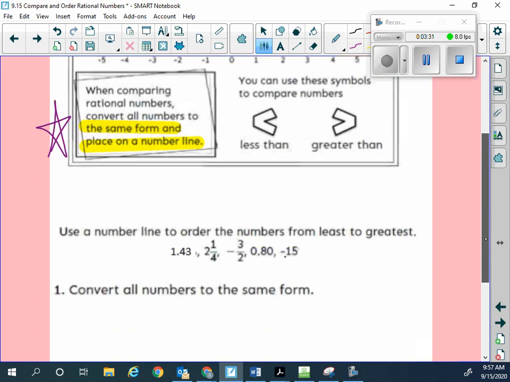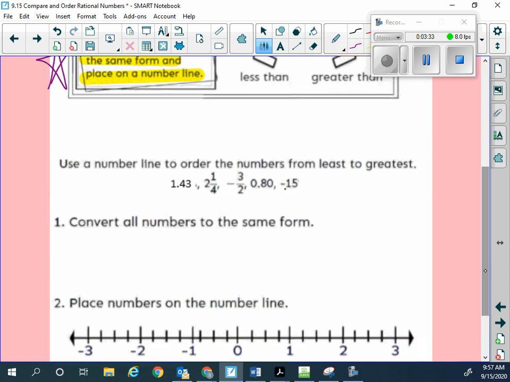Which form of these numbers do you think is the easiest to look at and compare? What form of the number? Decimal. Very good. And decimals are the easiest ones, okay? So we're going to first look at this one. It says use the number line to go from least to greatest. 1.43 is already a decimal. I can leave it alone.